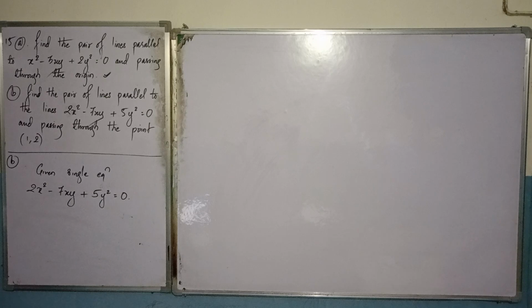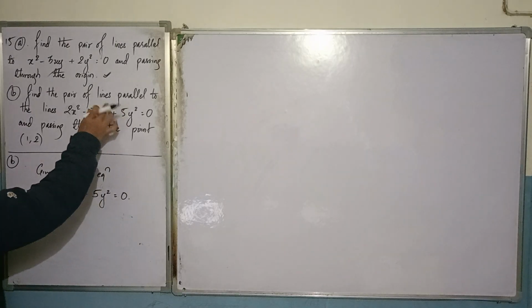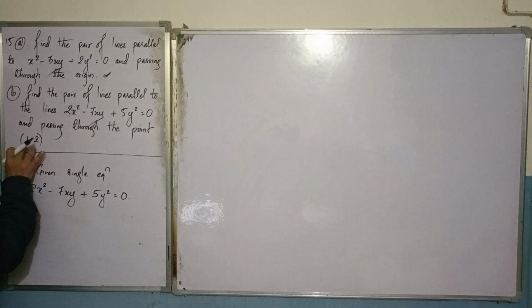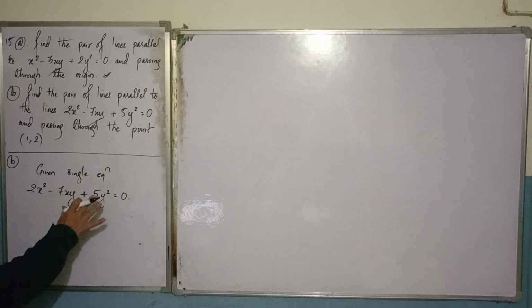Okay. So in 15a, you have to find the equation of parallel lines which are parallel to the given equations and pass through the origin. So in that case, there will be no constant terms. But here, instead of passing through the origin, the parallel lines will be passing through this point (1, 2), which means that it will contain the constant terms. So here the first part will be the same.